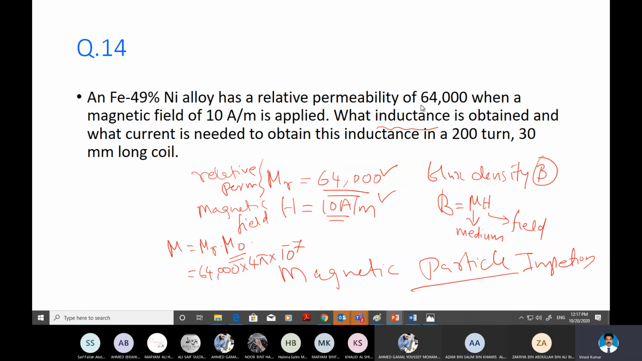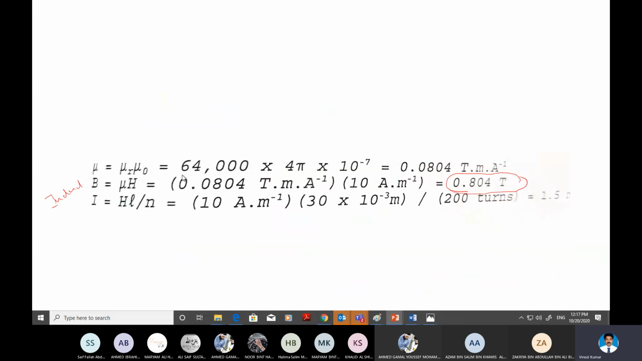So how to find this? What is the inductance in a 200 turn, 30 millimeter long coil? So how to find it? Do you remember the equation for a coiled conductor? If the question is general, you can use it. If it is specific, you have to use empirical equations, which I gave in the later stage of the class.